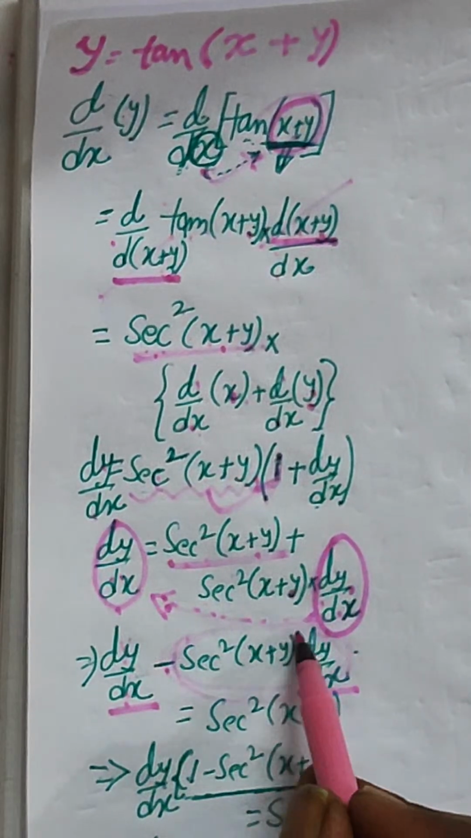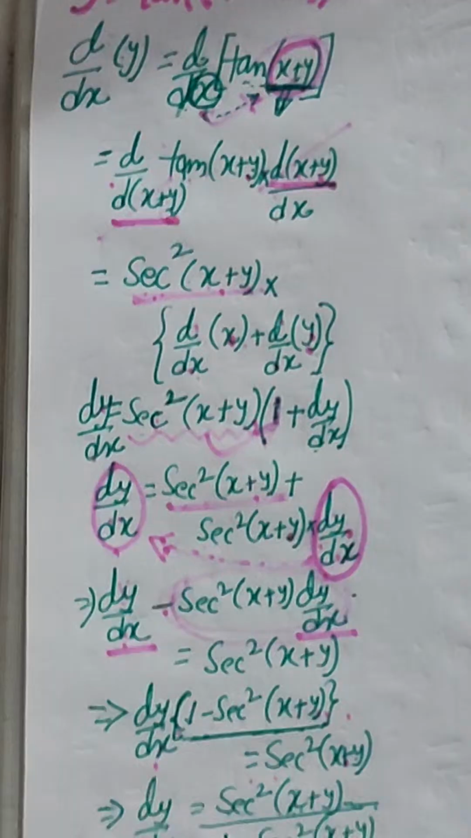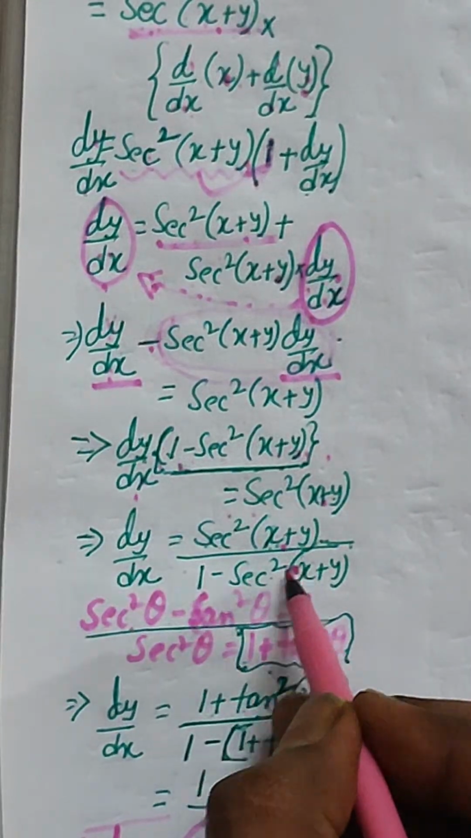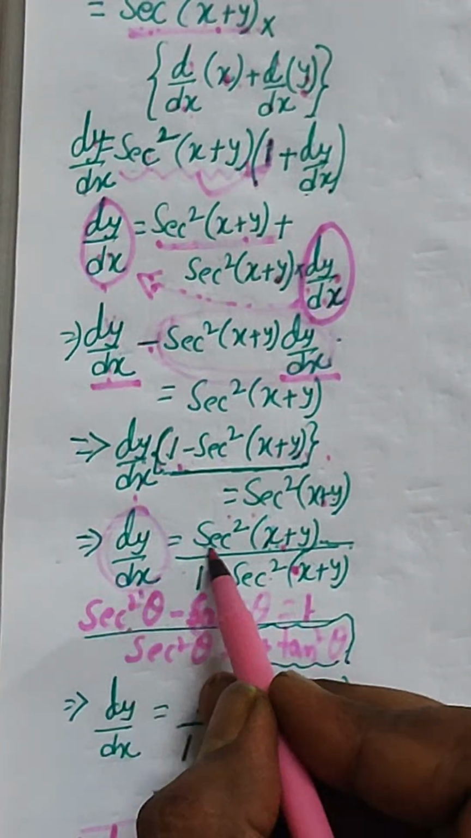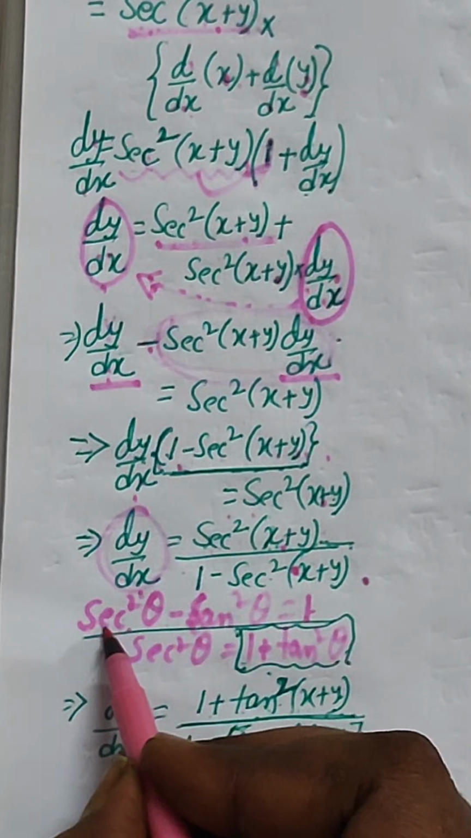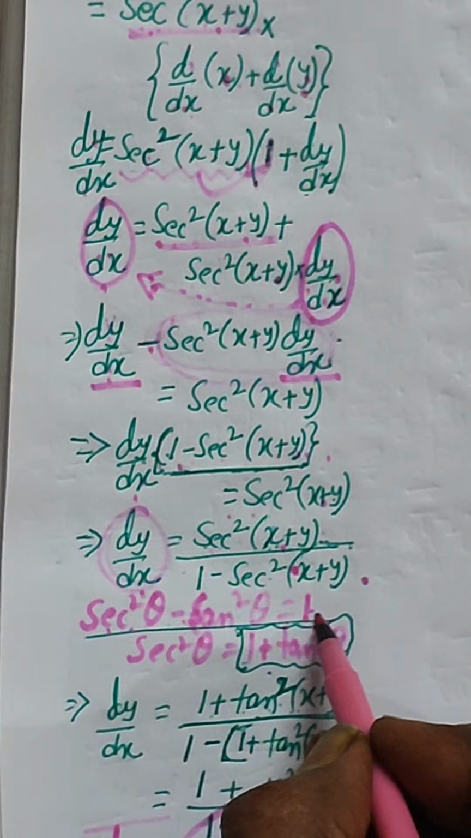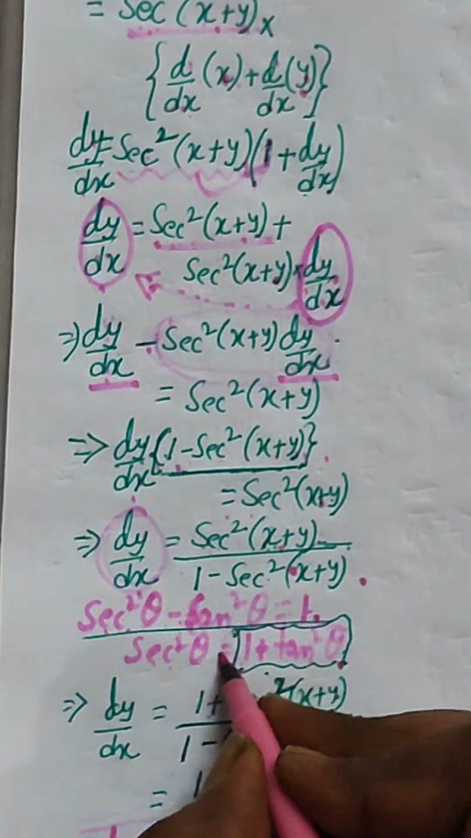And coming into the LHS, we have dy by dx into 1 minus sec square x plus y equal to sec square x plus y, right? Which is further written as, when this term comes into the RHS, in the LHS we have only dy by dx. So dy by dx can be written as sec square x plus y by 1 minus sec square x plus y, right? So we just remember a relation, sec square theta minus tan square theta is equal to 1. So from here we can write sec square theta as 1 plus tan square theta.